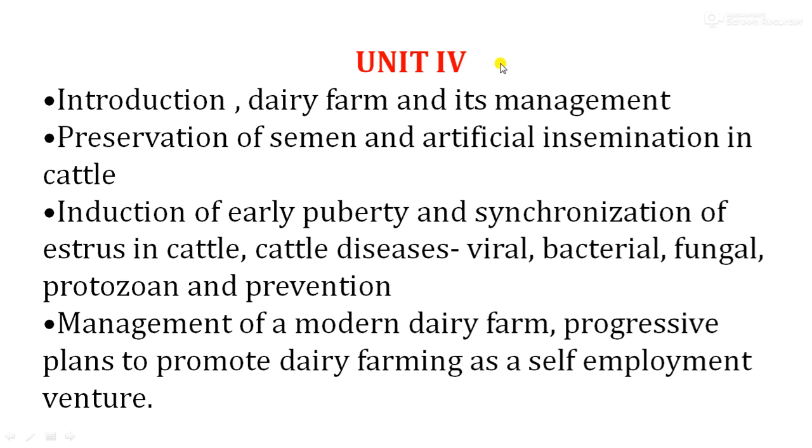Unit 4 is based on dairy farm. In this we have to see a little bit of introduction about the dairy farm and its management. Then preservation of semen. This is common in the case of cattle. In most of the artificial insemination centers, the semen of the cattle is preserved. So what are those different methods by which we can preserve the semen, that we have to study. Then artificial insemination in cattle. So what does artificial insemination mean? That also we have to study.